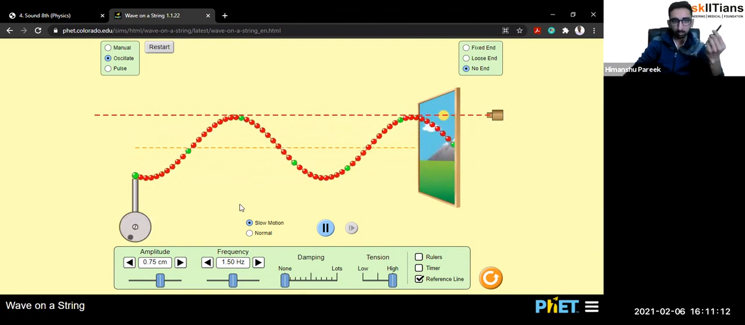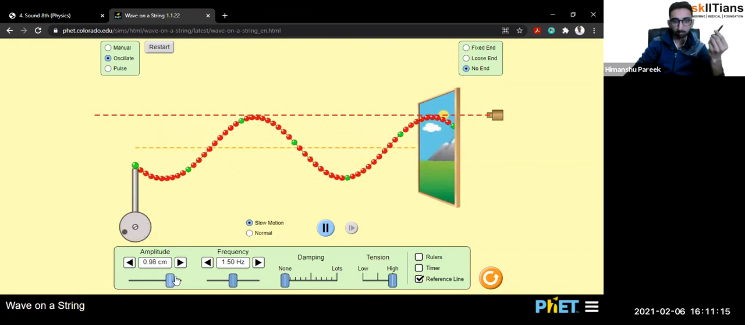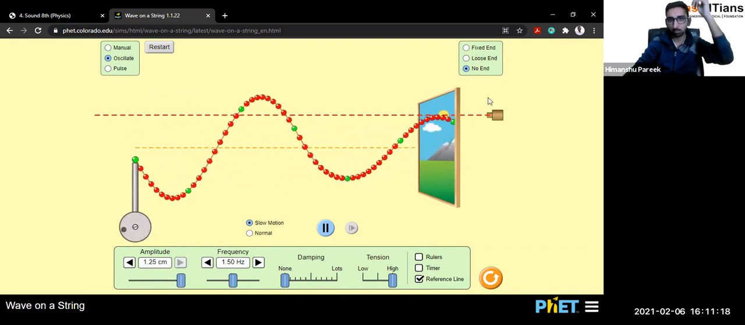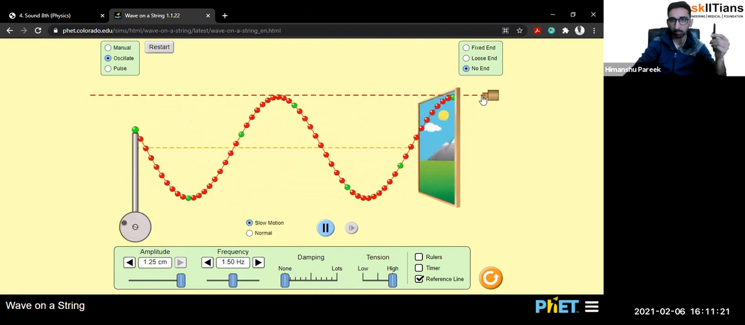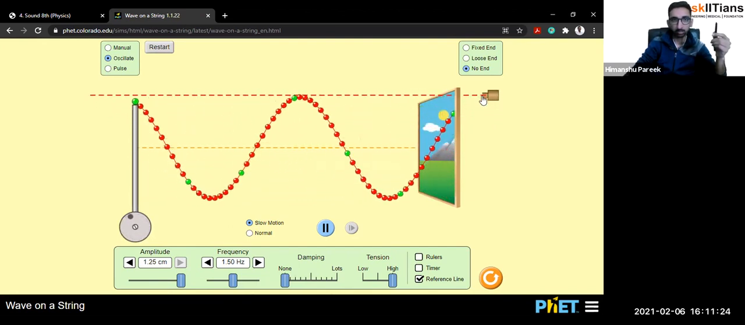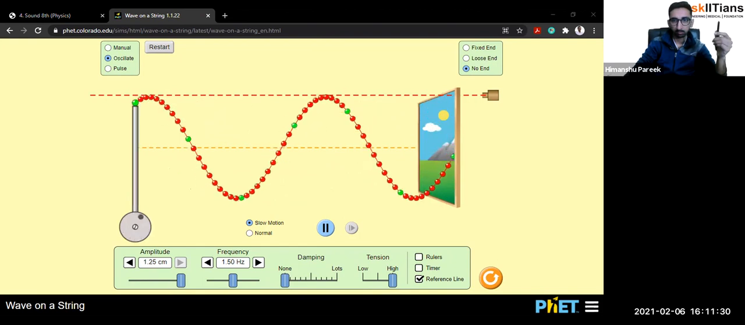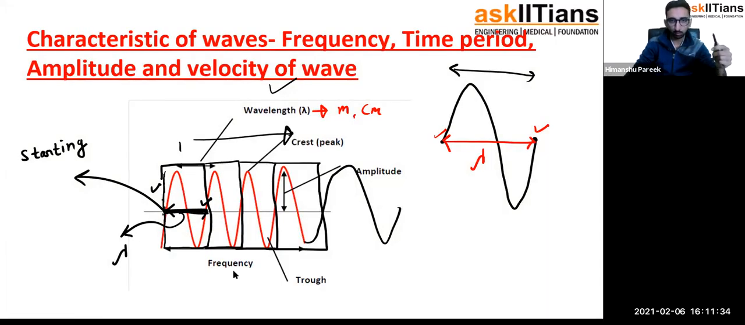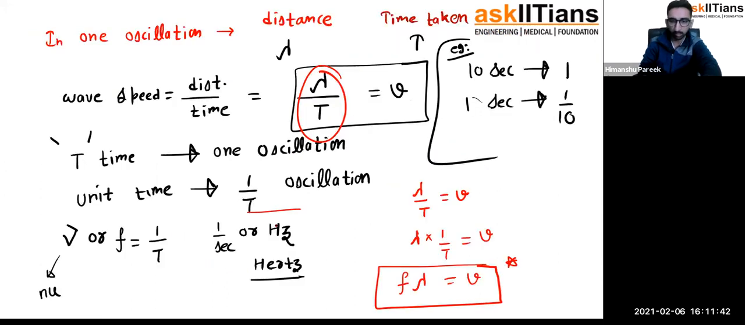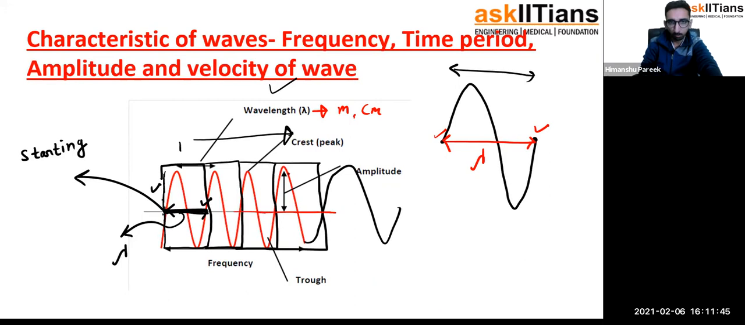I can change it. Suppose I increase the amplitude, you can see now the particles are going up to more height. So now you can see basically what the meaning of amplitude was. It is the maximum displacement of the particle from this reference line. This was the starting line for them, and all the particles are going up to this maximum height. So maximum height traveled by the particle is called the amplitude.